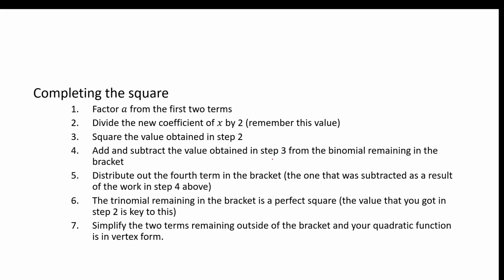Let's talk first about completing the square. When we begin with the expression y equals ax squared plus bx plus c, to complete the square, first we factor a from the first two terms, and then we divide the new coefficient of x by 2. We then square the value that we just obtained, and then add and subtract it inside the bracket that remains after we factor out a from the first two terms in step 1.